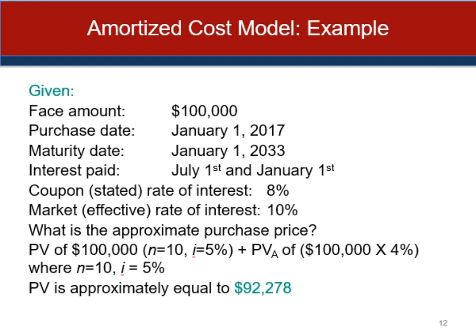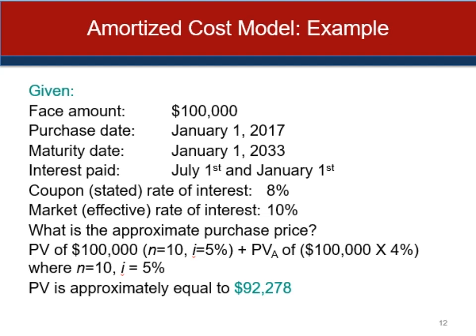The face amount of a bond is $100,000, the purchase date is January 1st, 2017, with a maturity of January 1st, 2033, which is 16 years later. The interest is paid twice a year, July 1st and January 1st. The coupon is 8%, so on $100,000 that would be $8,000. The market rate of interest is 10%, so this bond is paying us less than the market rate. It's going to be a discount bond. So what is the approximate purchase price?